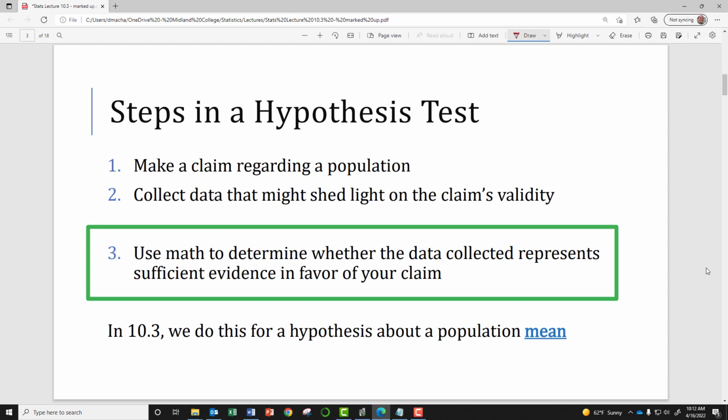So again, you've seen this before. What we're doing in this video is we're going to investigate what kind of math you need to determine whether your data set represents sufficient evidence to conclude in favor of an alternative hypothesis. And this time we're talking about a hypothesis test about a population mean.